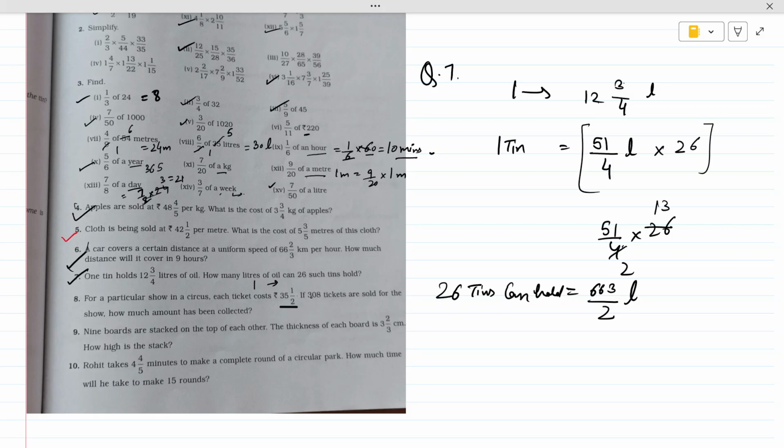Now if 308 tickets are sold for the show, how much amount has been collected? Easy. We have to multiply 35 1 by 2 with 308. This is the cost of one ticket. We have to find the cost of 308 tickets. So just multiply these two and get the answer.